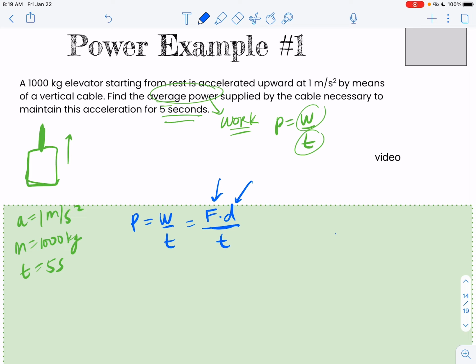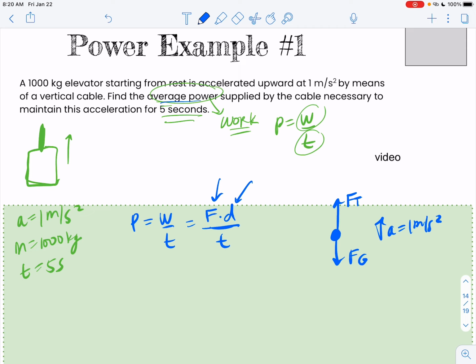So let's think about the elevator. Let's draw a little force diagram of the elevator. You're going to have the tension in that cable up and then the FG down. And since we know the acceleration is upward at 1 meter per second squared, we remember that the tension force is going to have to be bigger.